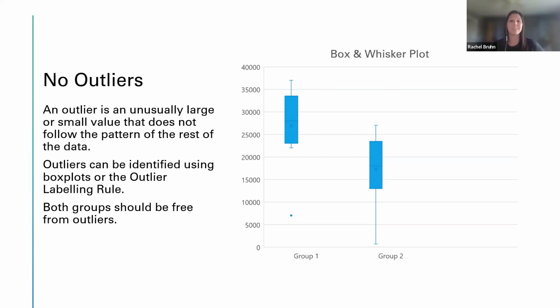We can also use the outlier labeling rule, which is finding the interquartile range and then multiplying that by 1.5. Then we would add that value to the upper quartile value and subtract it from the lower quartile value. I'm going to demonstrate this later, so if you're not following that, no worries, we're going to get to it. We want to make sure that both of these groups are free from outliers, and then we could say that this assumption has been met.